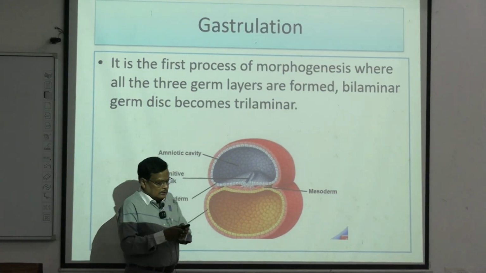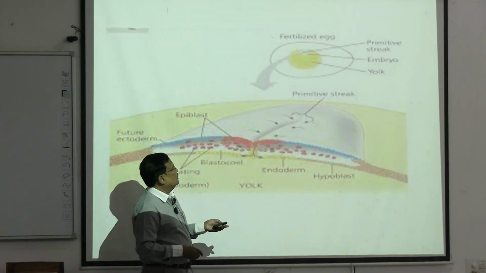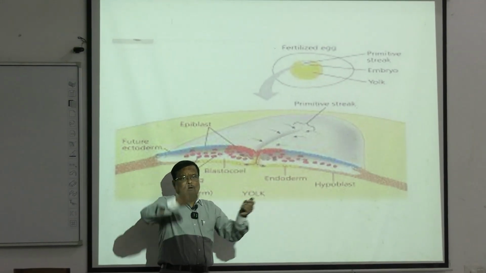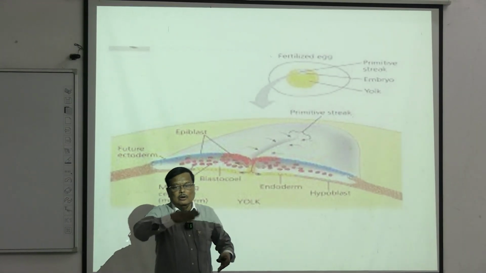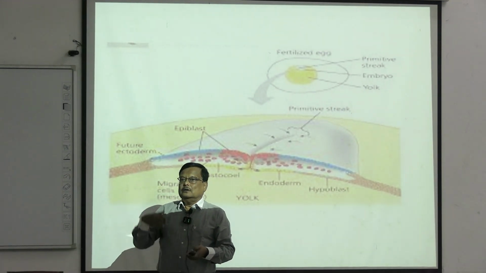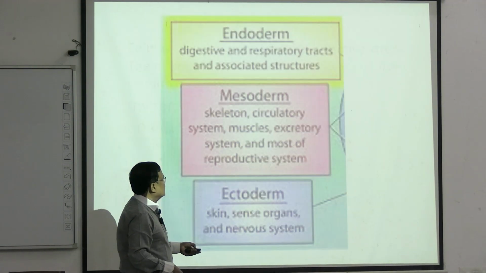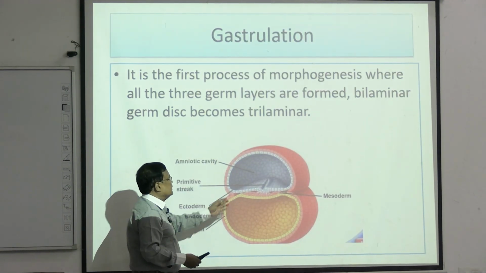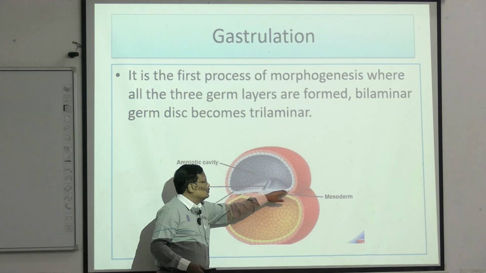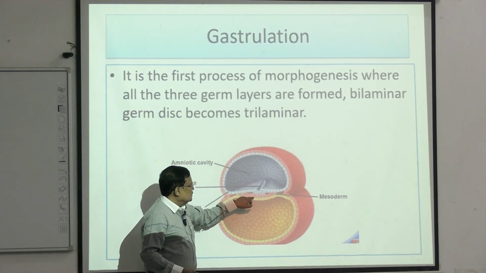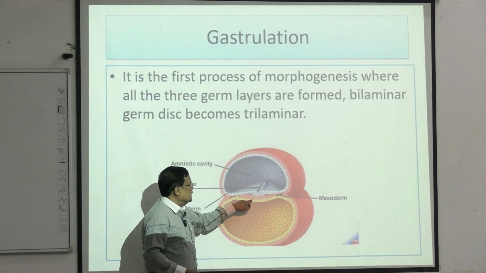Actually, what is in this picture? It is a transverse section of the embryo, and we're looking from this end. But in three dimensions, it looks like that. This is the definitive ectoderm, primitive streak, this is the mesoderm, and this is the endoderm.